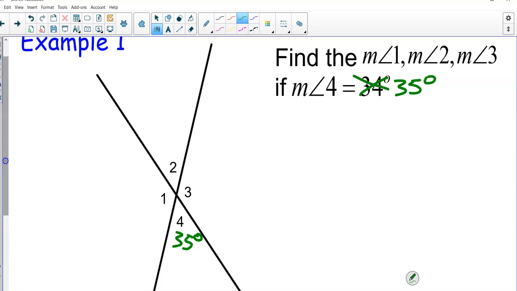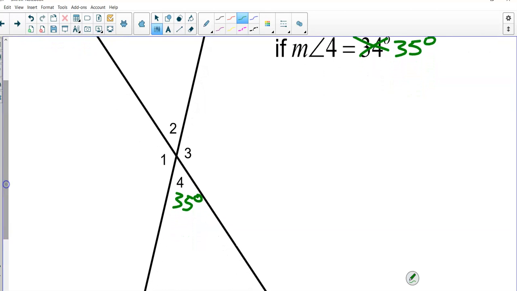How can we determine what the measure of the other angles are? We need to use those properties and theorems and postulates that we just learned about to figure out what these other angles are. Right off the bat, the easy thing to notice is vertical angles. Angle 4 and angle 2 are vertical angles, so the measure of angle 2 is also 35 degrees because they're equal. But then what about angles 1 and 3?